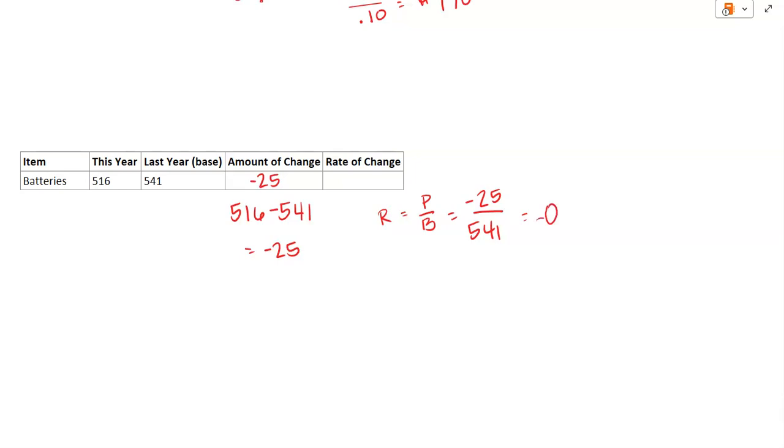So that's negative 0.0462. But because this is a rate, we're looking for a percentage amount, so we need to convert this to a percent. 0.0462 converted to a percent is 4.62, and remember, this is a negative. This tells me that battery sales were down 25, which is also a decrease of 4.62%.